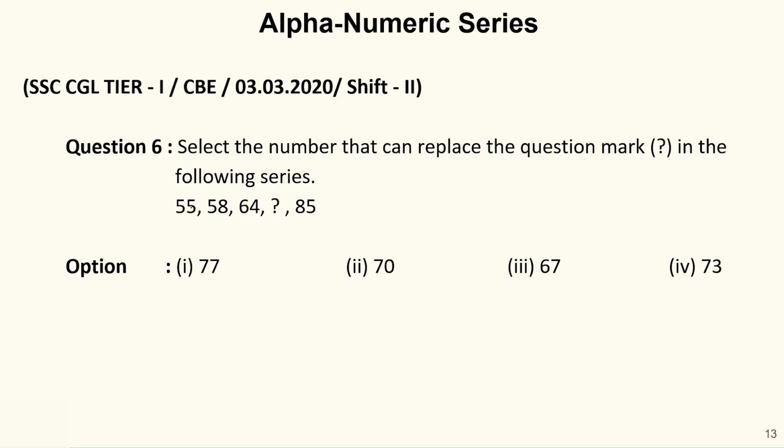Now this one. From 55 to 58, if we go, there's an addition of 3. Okay. From 58 to 64, if we go, there's an addition of 6. So I can see we are adding multiples of 3. So we are adding 3, then we are adding 6, then we should add 9 and 12, because we have to add 2 numbers, right?